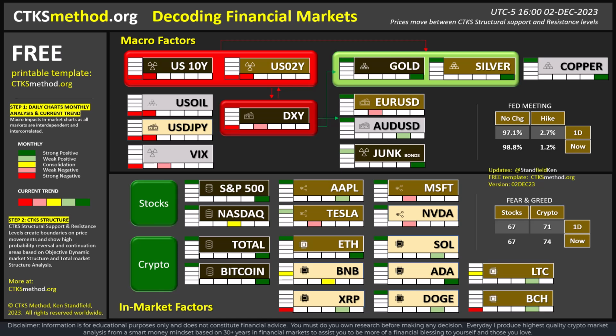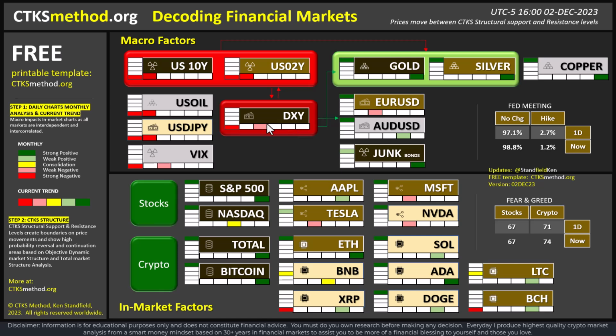Due to my focus on getting the structural levels out inside the CTKS method service, this is just a quick video, but it gives you so much insight on how to connect all the different charts together. For example, if the Aussie dollar is starting to tank, expect the DXY to go up, the dollar-yen combination to go up, the euro to go down. These are the things that you want to look for. You want to look for intercorrelation and interdependence.